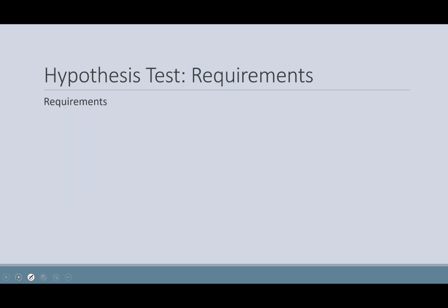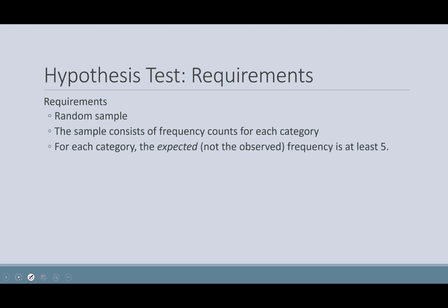Now, this is a hypothesis test, so we are going to start with the requirements. And our first requirement is that our sample has to be a random sample. We also want to make sure that our sample consists of frequency counts for each category. And then this last one is a little bit abstract. It says for each category, the expected frequency, not the observed frequency, but the expected frequency is at least 5. So this one can throw people off sometimes.